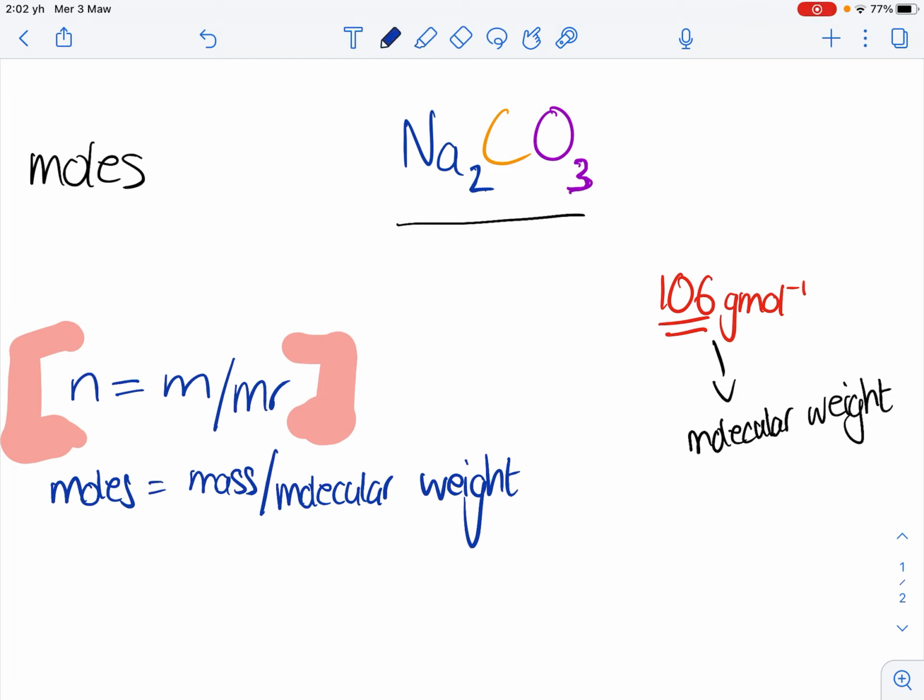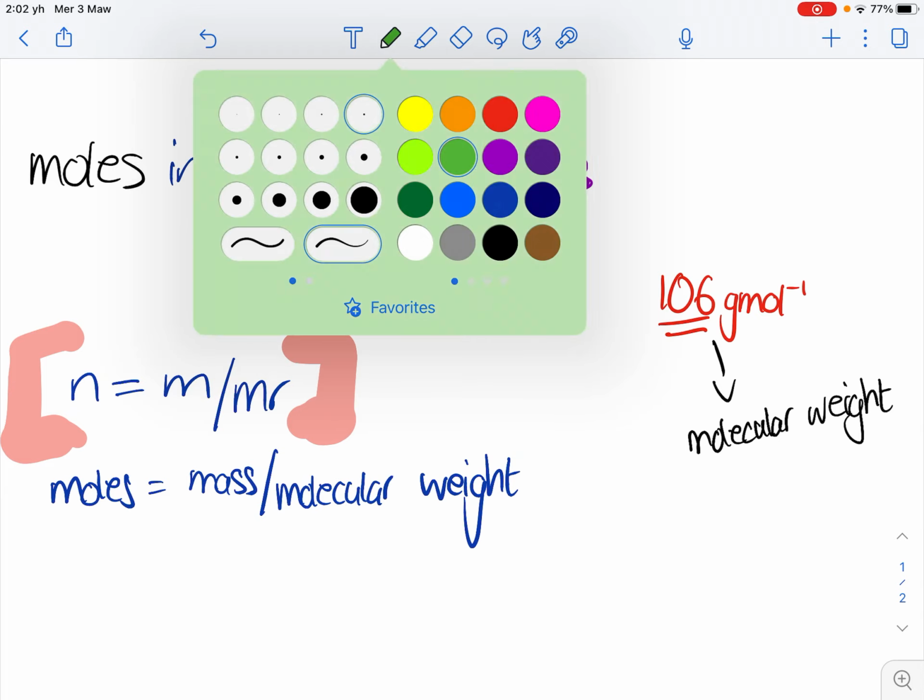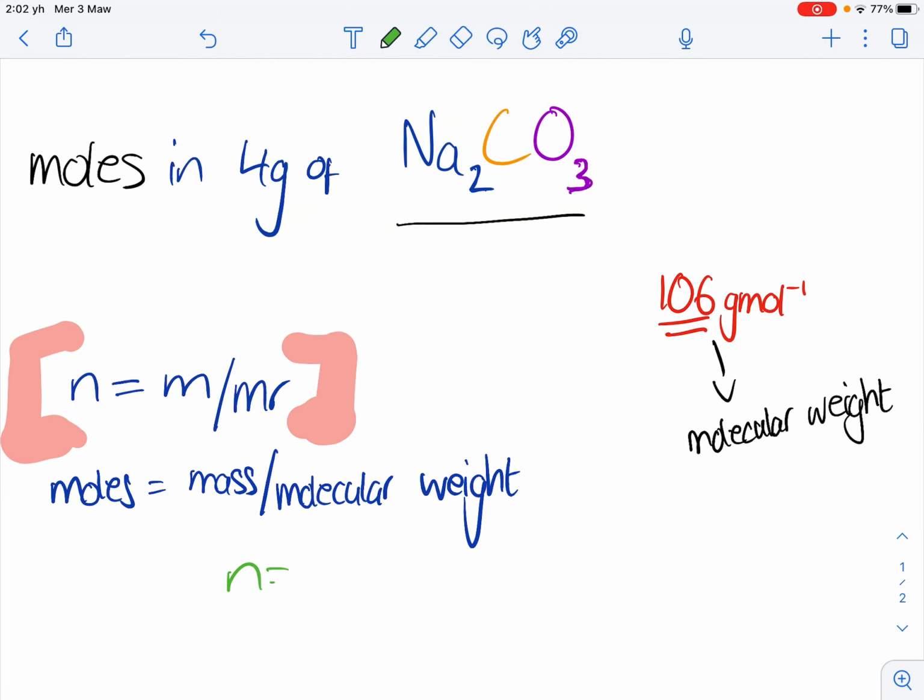So let's say, for example, I want to work out the number of moles in, let's do 4 grams of our compound here, Na2CO3. Well, taking a look at our equation again, n is equal to mass divided by molecular weight. So n is what we're trying to find out. Remember, that's the number of moles. So the number of moles is equal to the mass, which is always going to be in grams, at least in most cases. So we have the mass here of 4 grams divided by the molecular weight.